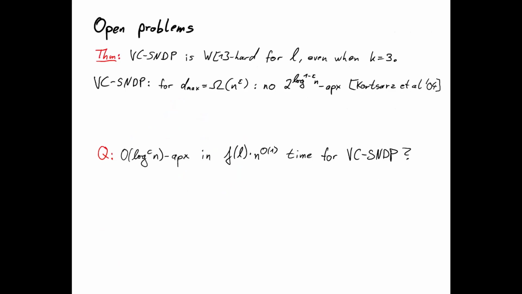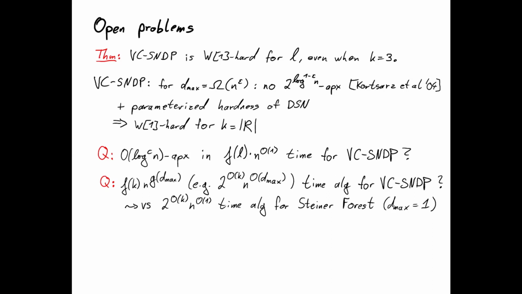Okay, so let me just wrap up with a couple of open problems. So we showed that vertex connectivity SNDP is hard for our parameter. And it's also known that it's hard to approximate. So an obvious question is, well, can we somehow exploit the parameter to get an approximation that beats the polynomial lower bound? Okay, so maybe some polylog approximation or constant, or I don't know, something like that.